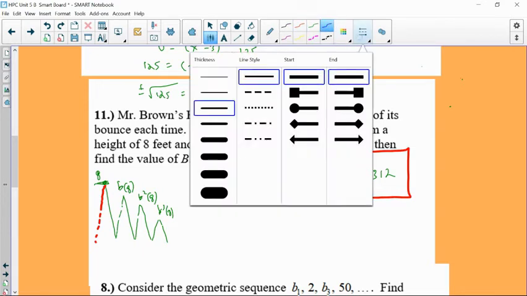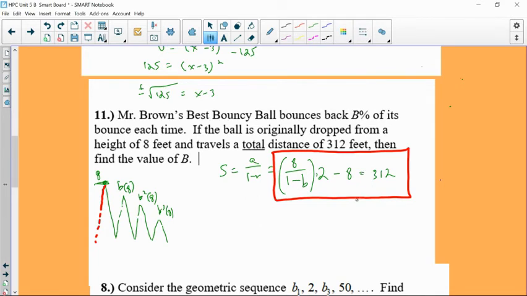So let's solve that. We would add the 8 to both sides. So then I would get 320, and I could multiply the 2 times 8 to get 16 over 1 minus B. And then what I might do is multiply this across. So 16 is equal to 320 minus 320B. Subtract the 320. So I get negative 304 is equal to negative 320B. Divide by negative 320 to get our B value.